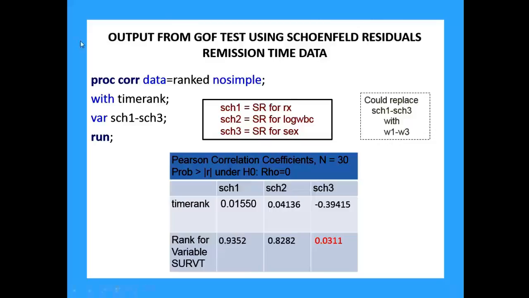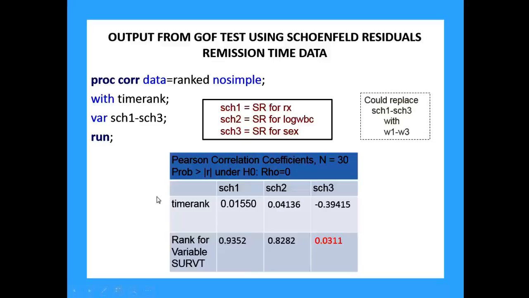Okay, so here's the slide. Look on this slide, you see it says SCH1, SCH2, SCH3, and this is treatment, log white blood count, sex. See that? Now you see down here at the bottom it says rank for variable serve T. You see these three things? And one of them is in red and the others aren't. These are p-values. Why is the one in red in red? Because it's significant at the 5% level. The other two aren't, right? That's what this says, okay?